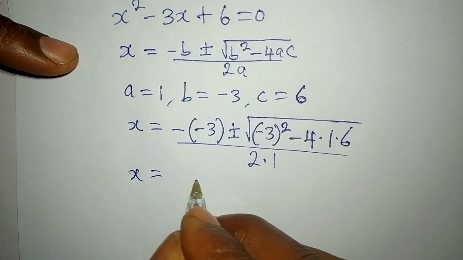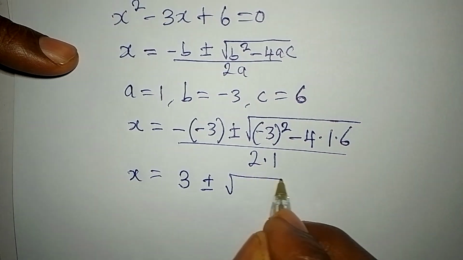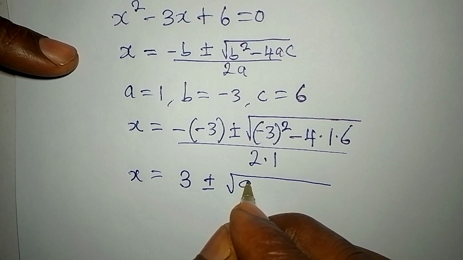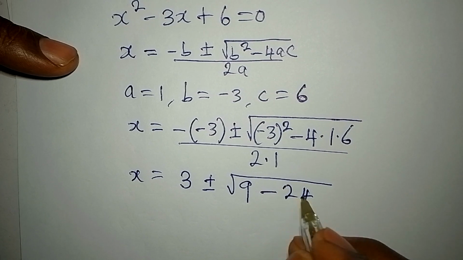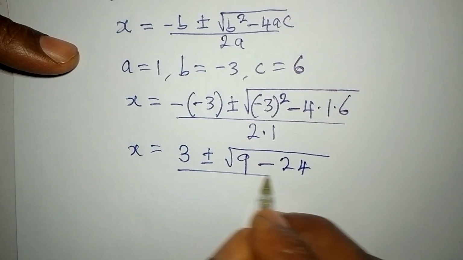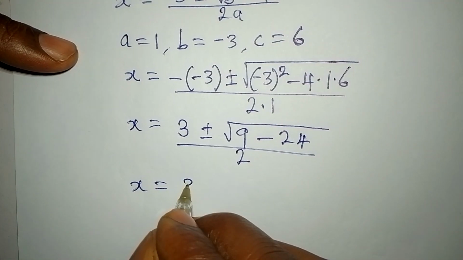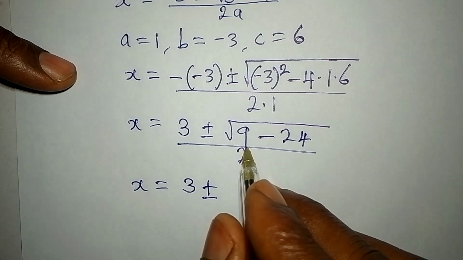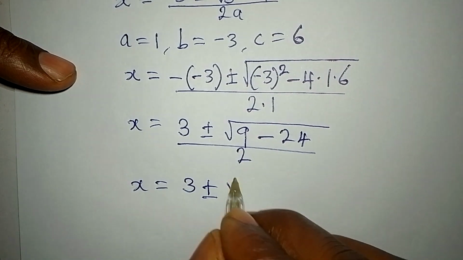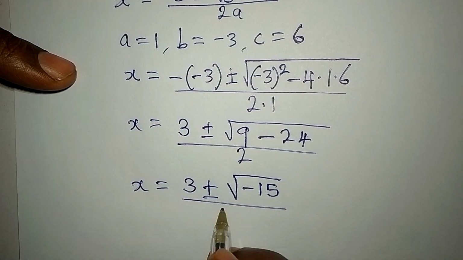Now, x will be equal to negative will give positive, then plus or minus. Minus 3 squared is 9, minus 4 times 1 times 6, that will be 24, right? So we have 24, and this is all over 2. If we continue, x will be equal to 3 plus or minus. Okay, so 9 minus 24, that will give us negative 15, and then the whole of this is over 2.